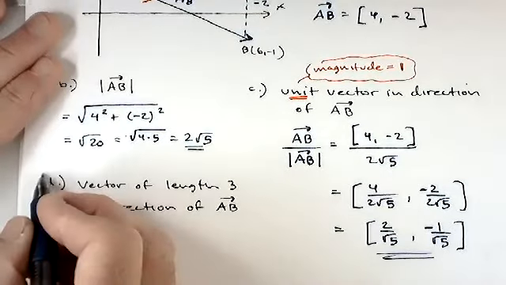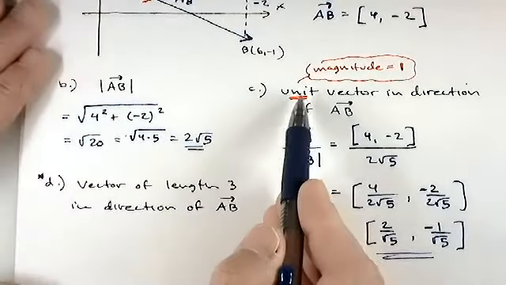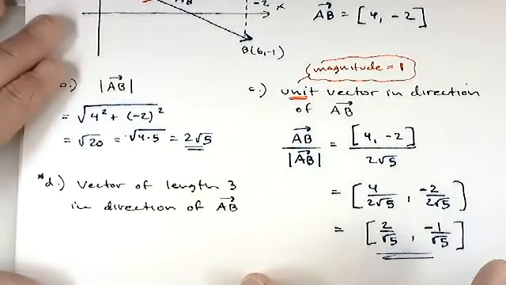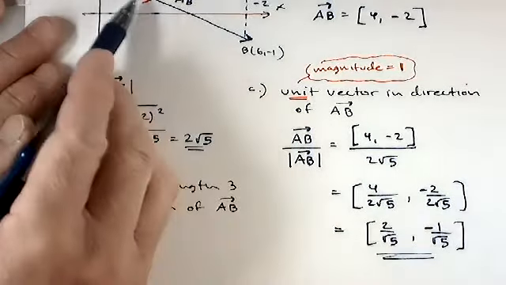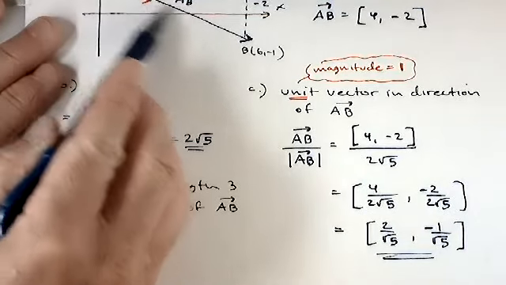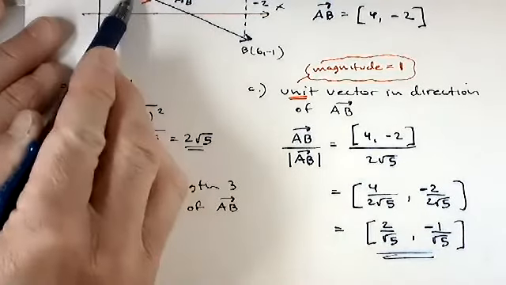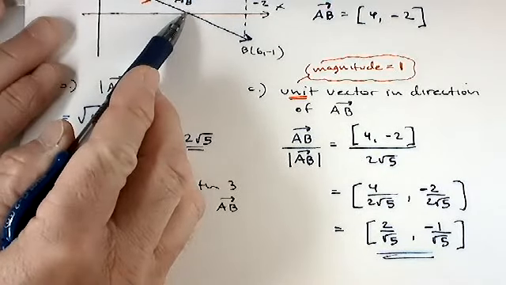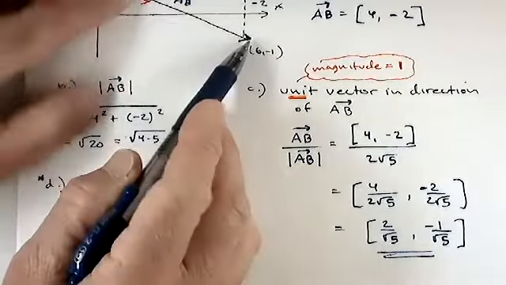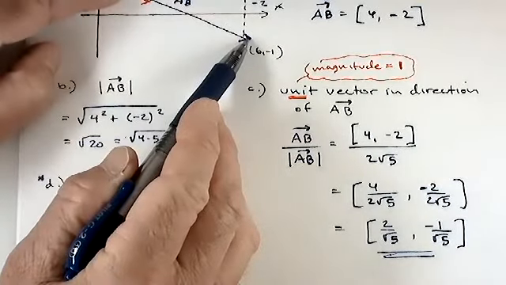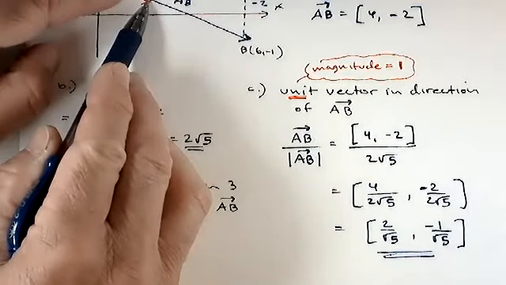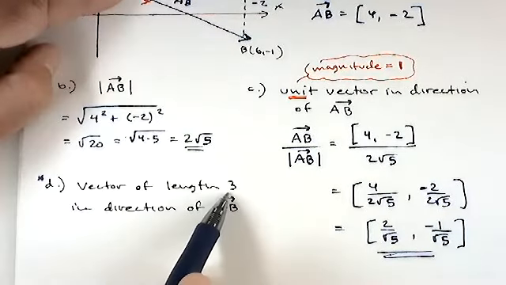But this gives some reason why we want to make things a unit vector. Let's say in reality, what I really want is a vector that is in the same direction here, but only has length, let's say, 3. Remember, this whole entire length right here was the square root of 20. We've now shortened it down so it's length 1, but now I want it to be length 3.